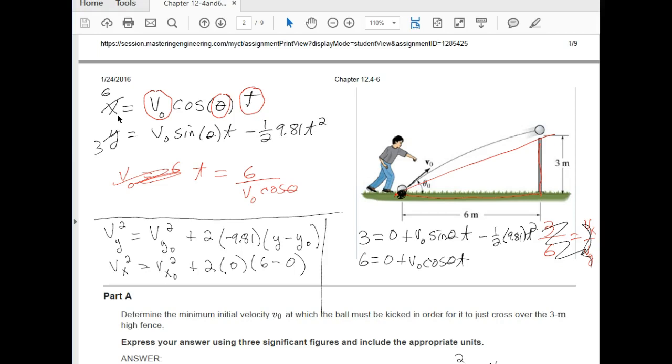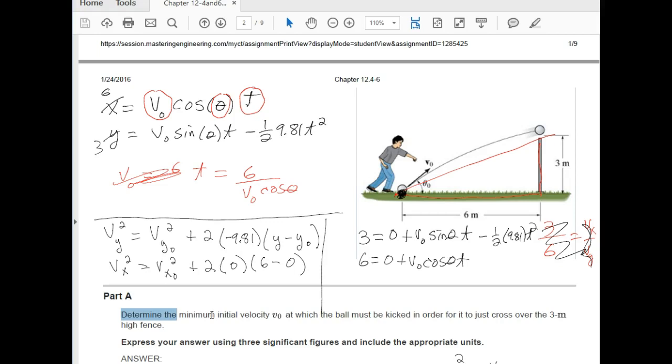Number 2, you have to reread the problem. What the author wants is the minimum speed. It says it right here. He wants the minimum speed for this ball. So the problem is that you want to minimize speed.